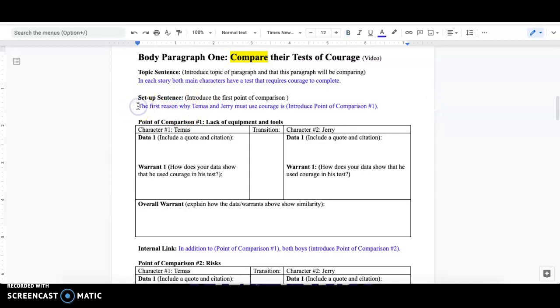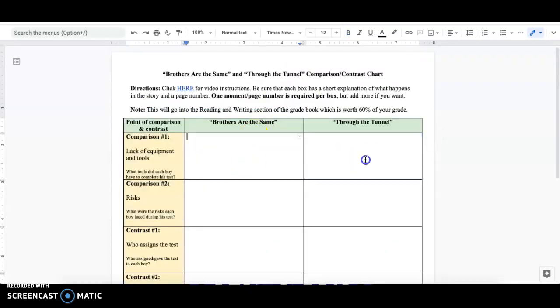So for your setup sentence, you have a little fill in the blank sentence here. It says, the first reason why Tamas and Jerry must use courage is, and then it says, introduce point of comparison number 1. The topic that you will be using for point of comparison number 1 is that they had a lack of equipment and tools. They had minimal equipment, minimal tools to use to accomplish their test. That was the first row of the chart.